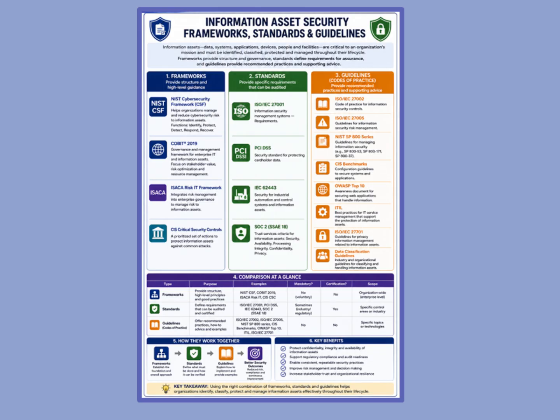The diagram also shows how these elements work together. Frameworks establish the foundation and strategic direction. Standards define what must be achieved. Guidelines help organizations understand how to implement and operate those requirements effectively. The overall outcome is improved protection of the confidentiality, integrity, and availability of information assets, while also supporting compliance, governance, operational consistency, and organizational resilience.